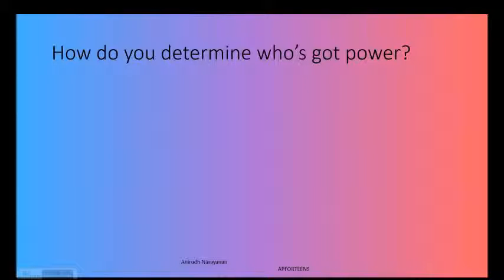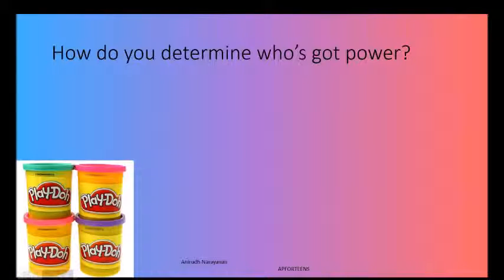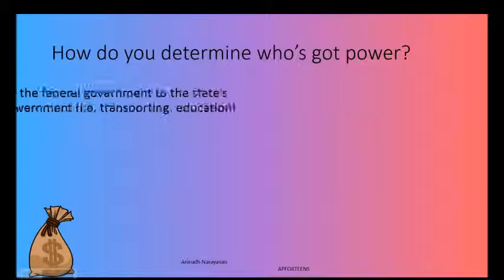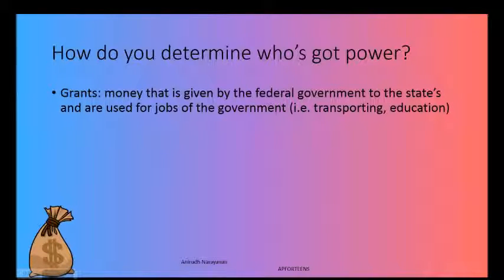Now, how do you determine who's got the power? Speaking of money, it's all about the dough. The grants: money that's given by the federal government to the states and used for jobs of the government. What do you think of when you think the government does something? You think of building roads or bridges and providing public education and things like that.